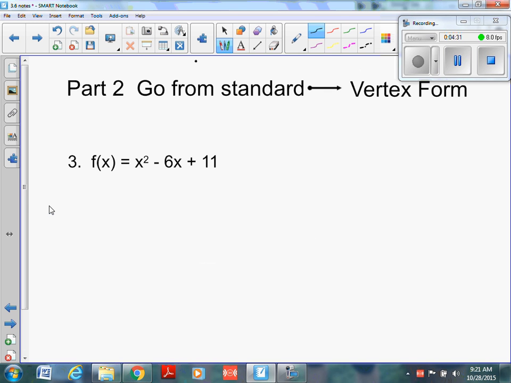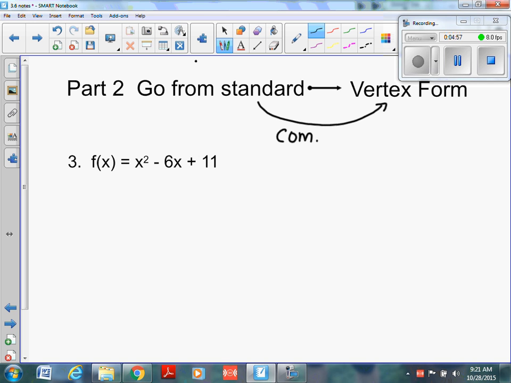Okay, go from standard form to vertex form. We're going to go from standard form to vertex form. So, there are two ways you can do this. I'm going to show you both ways. You tell me which way is quicker or faster, whichever way you want to do this.